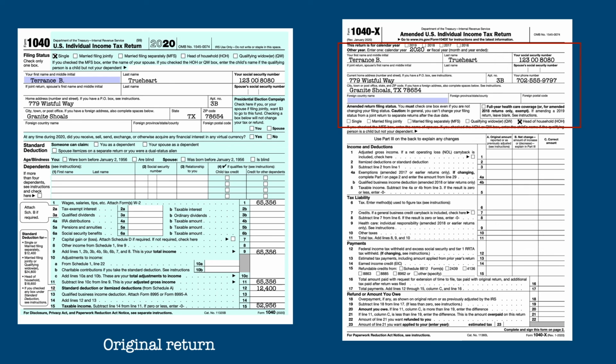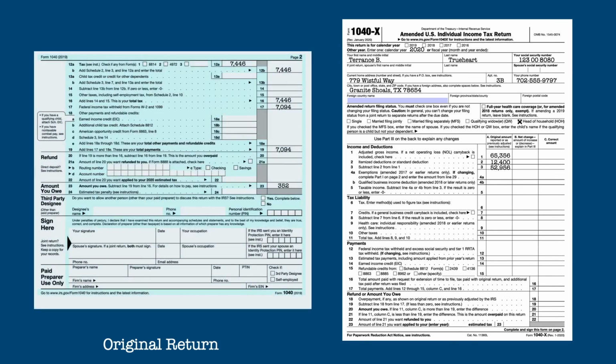Even if he weren't changing his filing status, he still has to indicate it. From page 1 of his original return, Terrence enters his original adjusted gross income, standard deduction, and taxable income in column A of the 1040-X. The original amounts of Terrence's tax and withholdings from page 2 of the original return are also entered on the appropriate lines in column A.